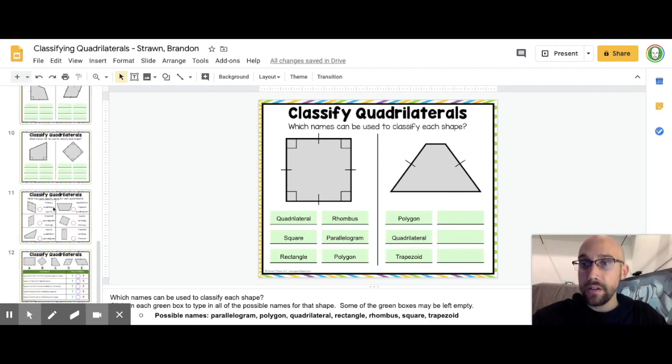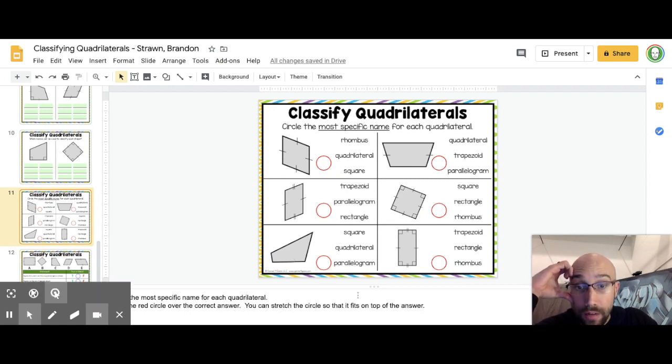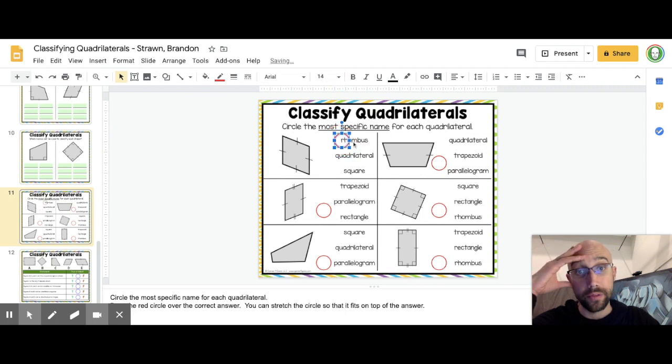Then scrolling down, okay, I'm going to jump down to number 11. Circle the most specific name for each quadrilateral. And if you look at the directions down at the bottom, it gives you, just move it over and then you can stretch the circle. Great, so let's see. This first one, I see 4 congruent sides and I see no information about angles at all. To me, that is screaming rhombus. So I've dragged it over there, stretch it out.